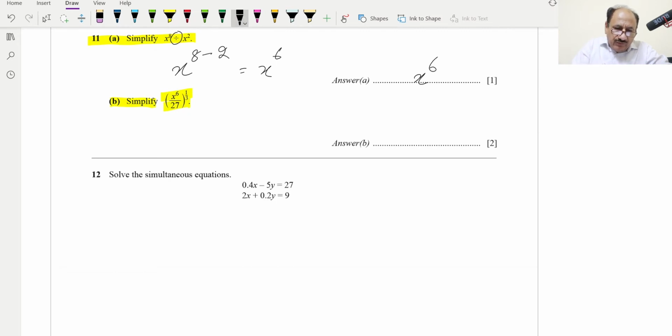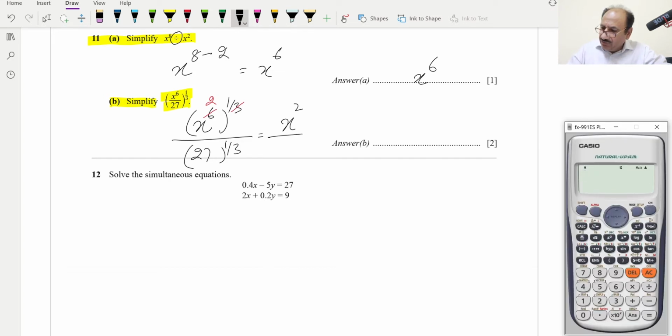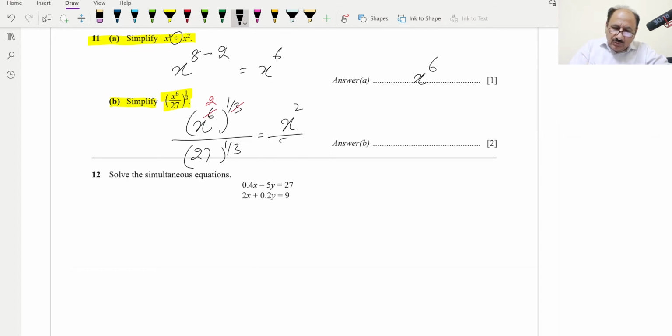So what we will do, we can take separate powers, so x raised to the power 6, whole raised by 1 by 3, and divided by 27 raised by 1 by 3, and this will be cancelled, 3 2s are 6, so this will be x squared, and divided by, we can check for 27 raised to the power 1 over 3, and this is equal to 3, so the final answer will be 1 by 3 x squared. 2 mark question. So this is also done.